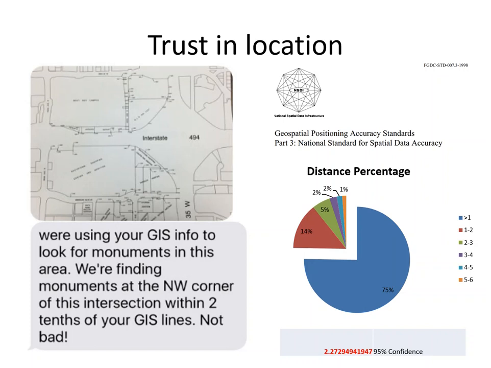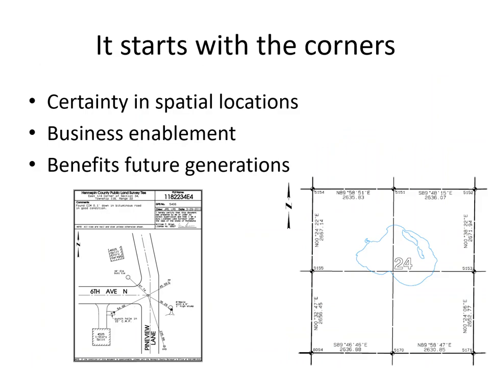It's a huge compliment to the accuracy of our Hennepin County digital data. 2/10 is like 2.5 inches. If I, as a consumer of digital data, can have confidence that I'm going to be within a couple and a half inches of where you say it is, I can make some really good decisions.